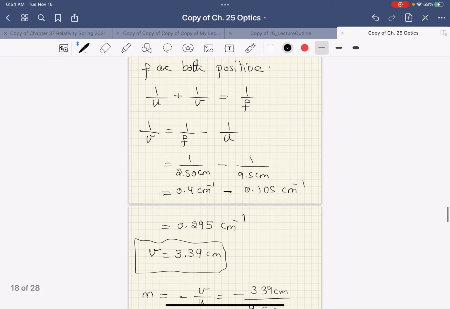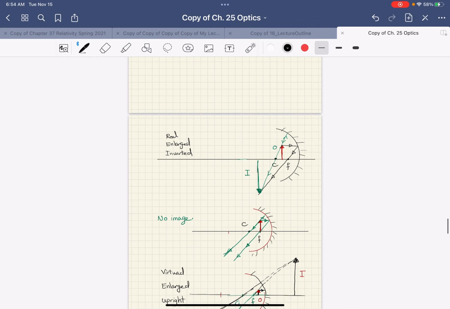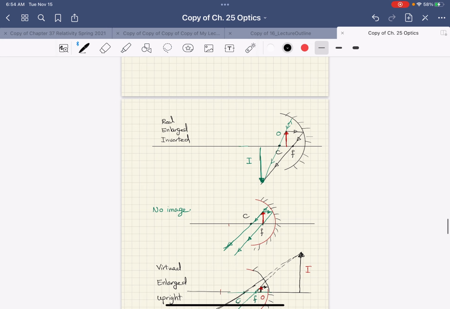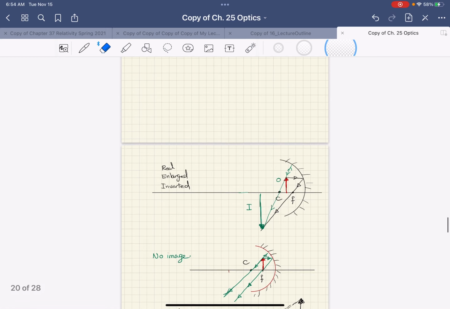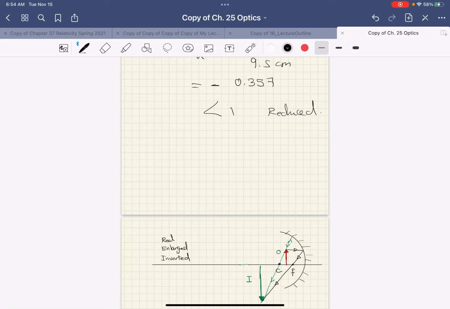Now, let's move to the next case. Let me show you one more case, not this one. I want to show you when the object is sitting at a distance equal to R, so that you will see what type of image I'm going to expect.